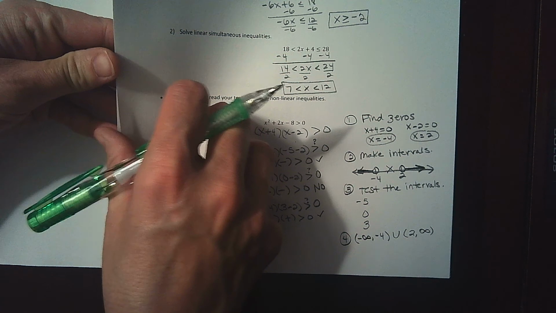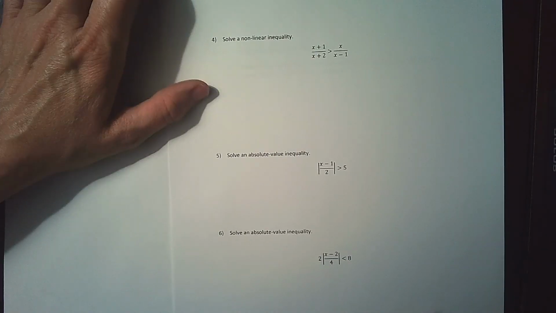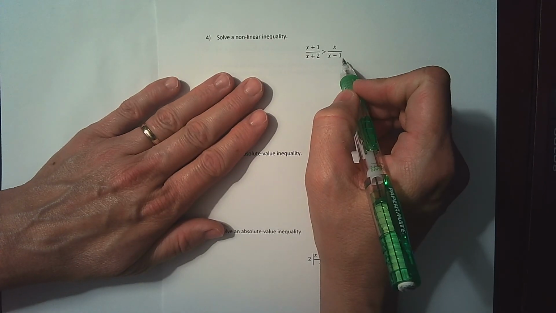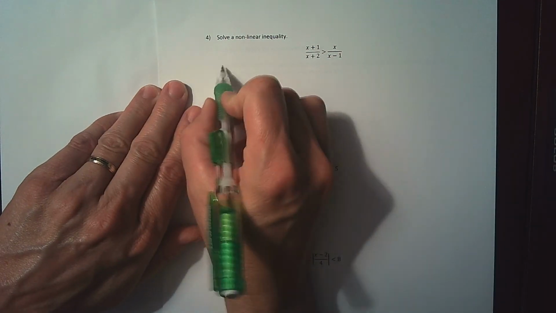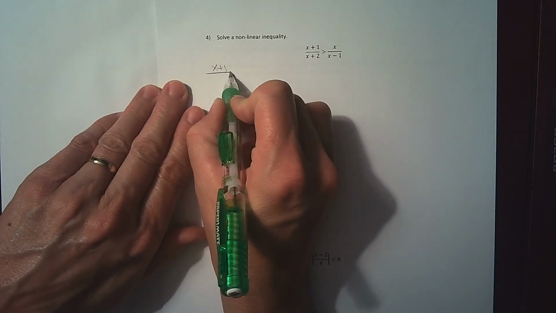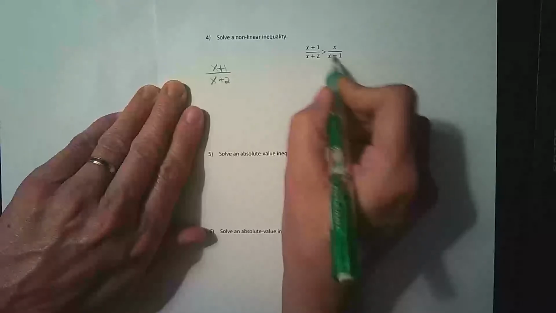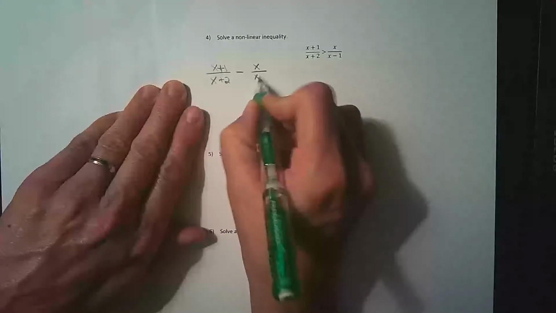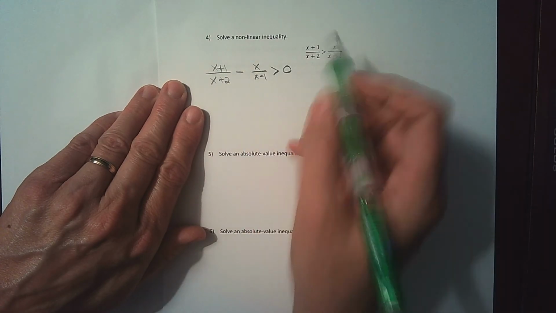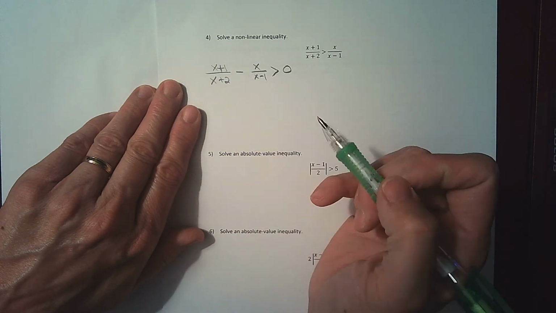Okay, let's take a look at another nonlinear inequality. This one looks a little different than the last one. It's rational. Okay, don't forget step 1. Step 1 was to collect everything on one side. I'm going to move over here so I have sufficient space. So I've got x plus 1 over x plus 2, and if I bring this term to the left-hand side, I'm going to have minus x over x minus 1 is greater than 0. Yeah, I always want to compare to 0. So collect everything on one side.